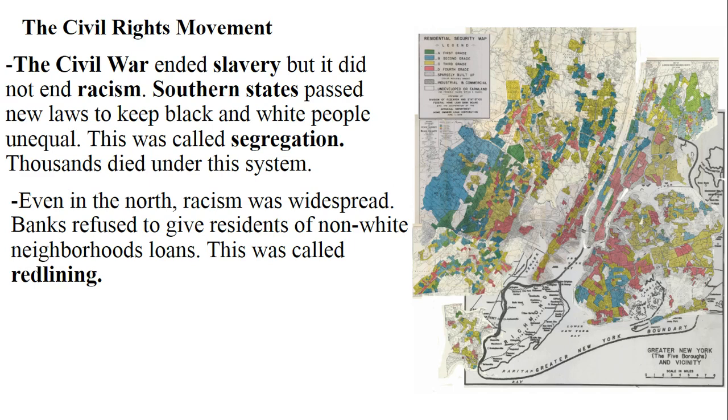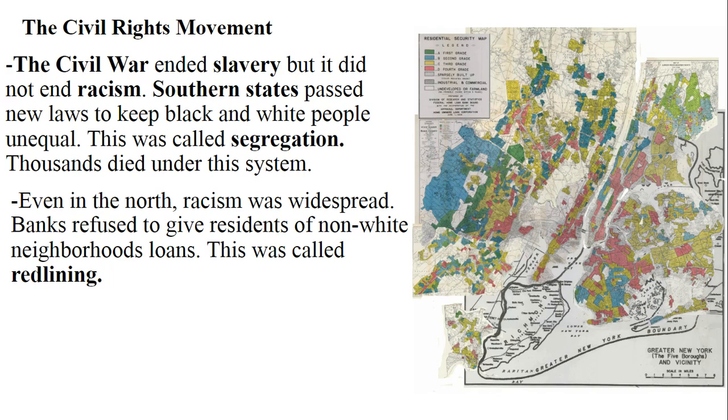Now, there was also racism in the North. Banks refused to give residents of non-white neighborhoods loans. They called this redlining. If you look at the map on the right, you can see that neighborhoods are colored either green, blue, yellow, or red. That graded them from an A to a D.